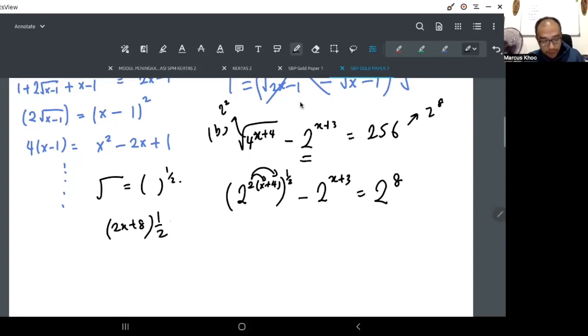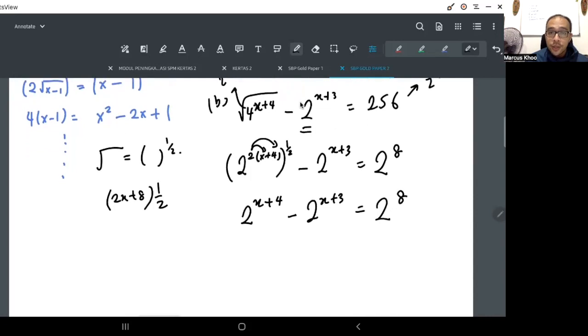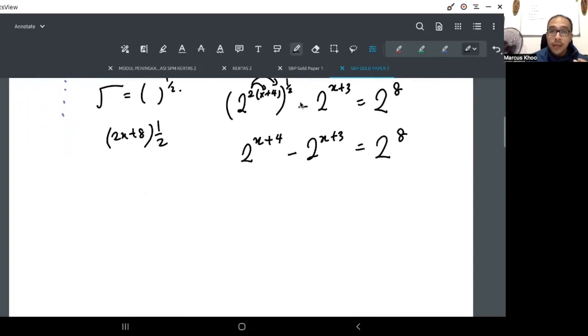So what do we get? Half times 2, 2 times x, this will be plus 4. Minus 2x plus 3 equals 2 to the power of 8. Now, if you can come to this point, I hope that you don't forget what I always mention: the law of indices always works both ways. We always remember a to the power m times a to the power n equals a to the power m plus n. But we always forget that it also works the other way around.